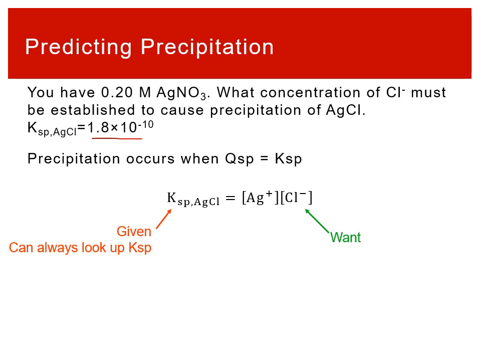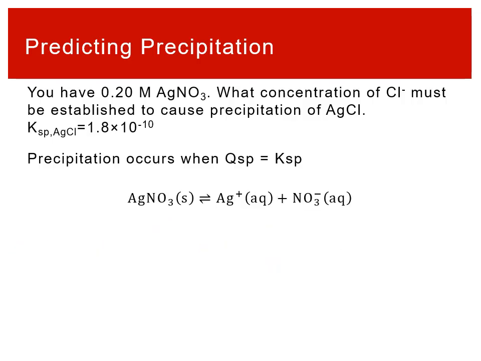KSP is a piece of reference information. It was given here, but even if it wasn't, you can always look it up. We're going to get tables of KSP that you can use. And the concentration of silver in the solution comes from the silver nitrate. So we should figure out how the silver nitrate is going to dissolve, how much silver is going to be in solution, look up a KSP, then we can solve for the chloride concentration at which precipitation will occur. So silver nitrate dissolves into silver cations and nitrate anions.